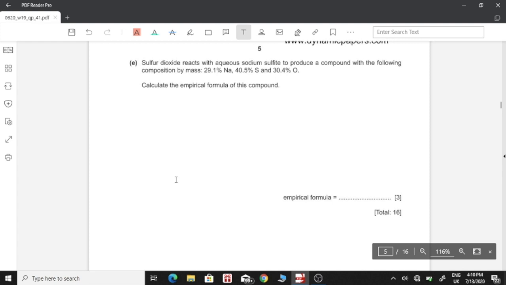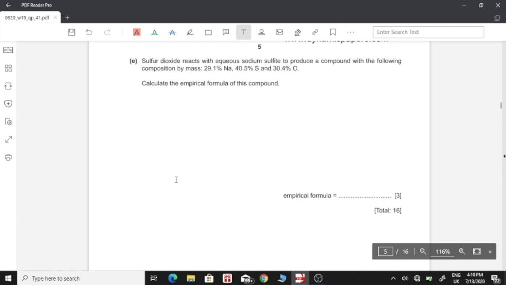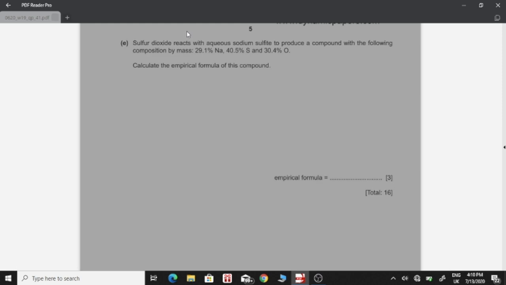Moving on to part E. Sulfur dioxide reacts with aqueous sodium sulfide to produce a compound with the following composition by mass: 29.1% sodium, 40.5% sulfur, and 30.4% oxygen. Calculate the empirical formula of this compound.